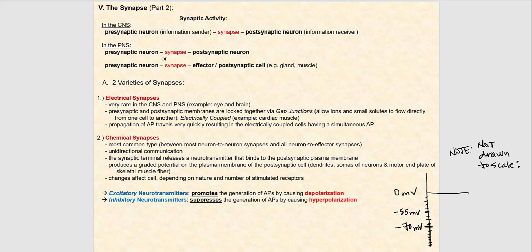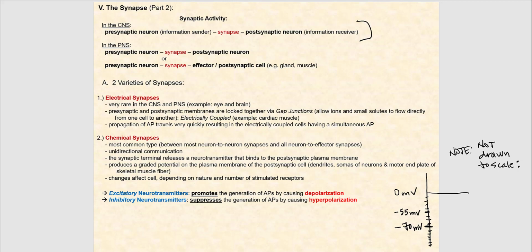So let's now look at the second part of this synapse. We know that a synapse is a communication between two cells. So we have the presynaptic neuron, the information sender, that will synapse with the postsynaptic neuron, the information receiver. So we see this in the central nervous system. Now, what about in the peripheral nervous system?